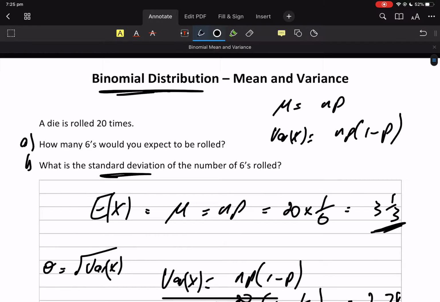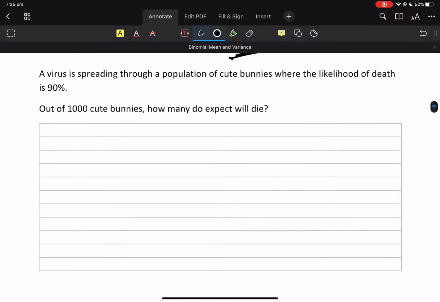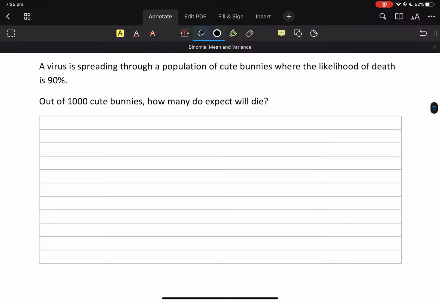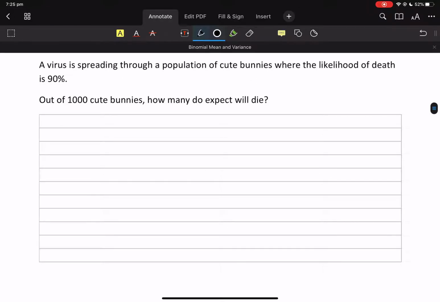Okay. So we're not making much out of this. It's just two rules. We're just going to use the rules. A virus is spreading through a population of cute bunnies. Oh my gosh. And the likelihood of death for the poor little bunny is 90%. Out of 1,000 cute bunnies, there's heaps of them. How many would you expect die? Oh my gosh. That's a terrible question. Who wrote that?